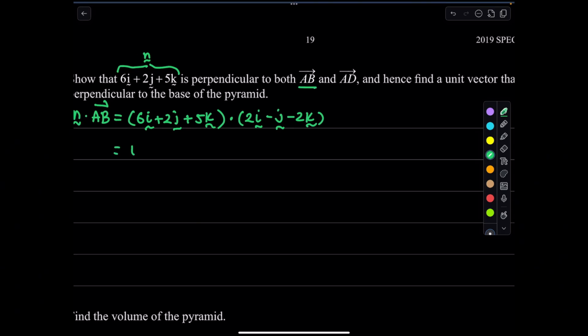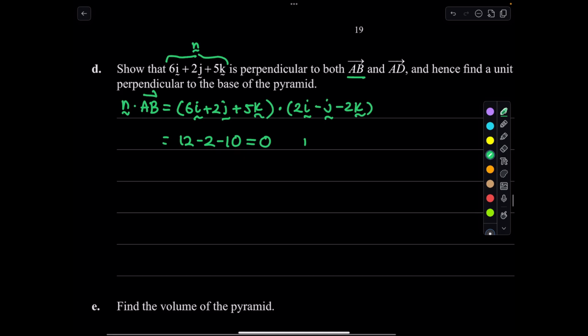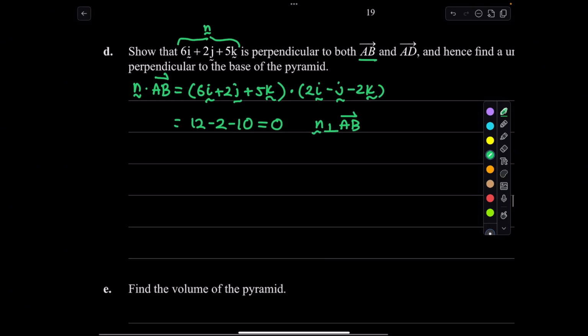So this simplifies to: 6 times 2 is 12, 2 times negative 1 is negative 2, 5 times negative 2 is negative 10. And that equals 0, which is great. If your dot product equals 0, then they are perpendicular. So n is perpendicular to the vector AB. Also the same case for the other one, dot AD.